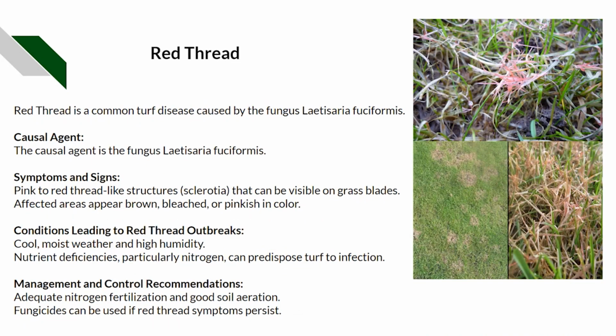Red thread is one of the most common turf diseases in the world. It's caused by a fungus within the turf. The symptoms can be a pink or red-like structure that can be visible on the blades of grass. This affects the appearance, and areas can appear brown, bleached, or pinkish in color.